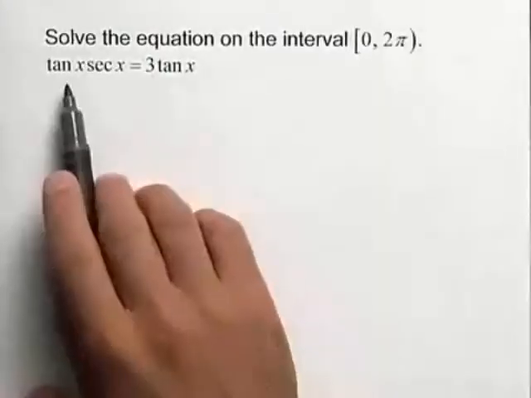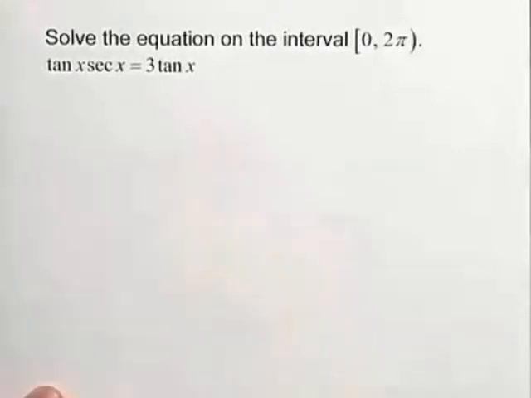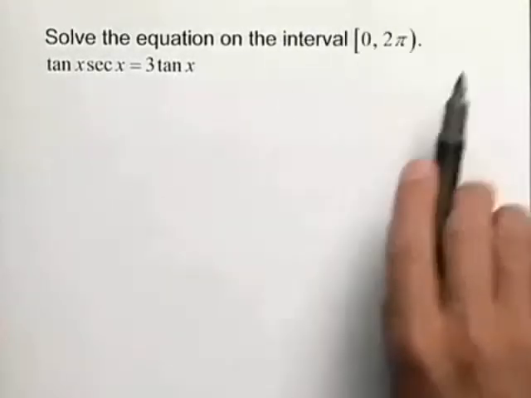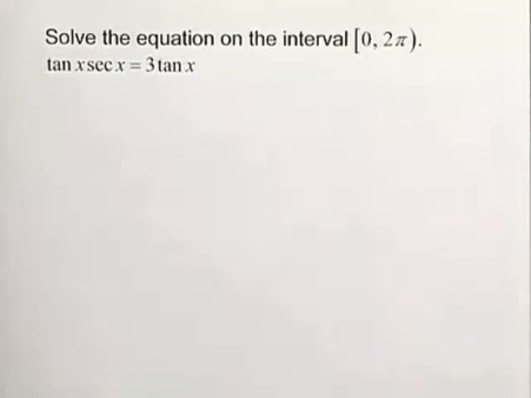Let's solve the following trig equation. We have the tangent of x times the secant of x, that's equal to 3 times the tangent of x. Again, we're looking for our solution between 0 and 2 pi radians.